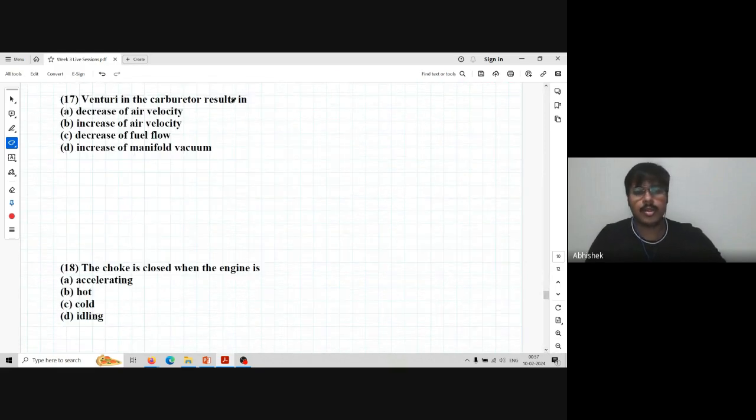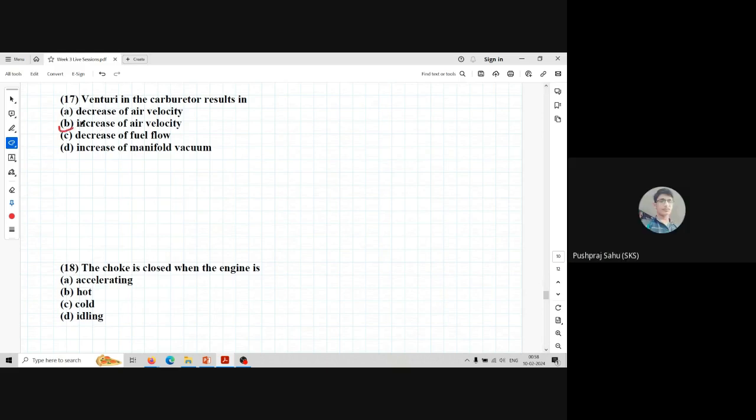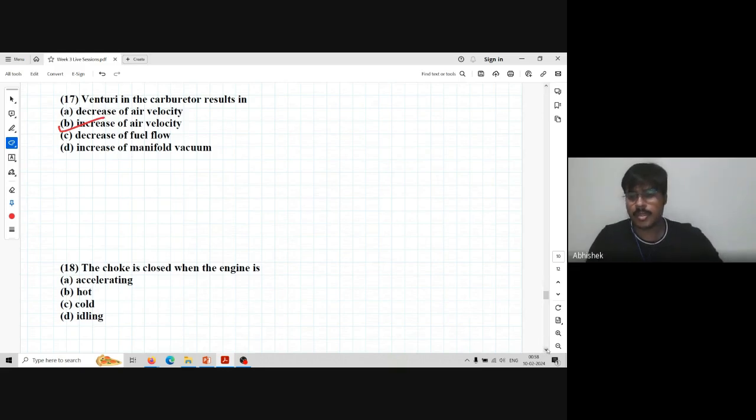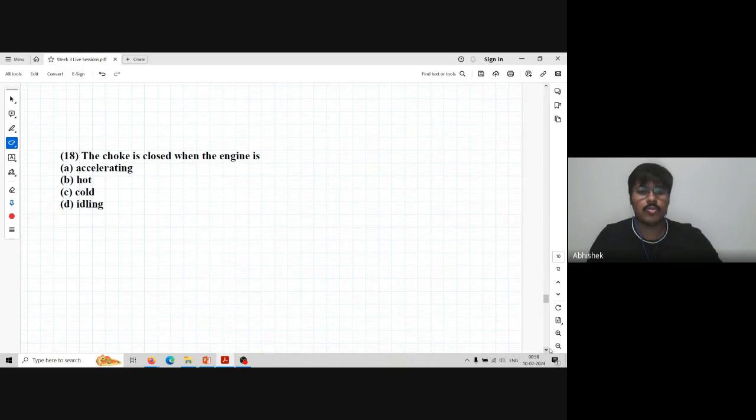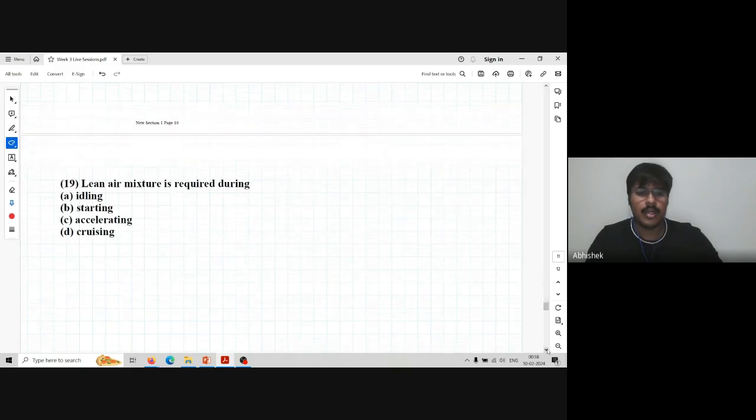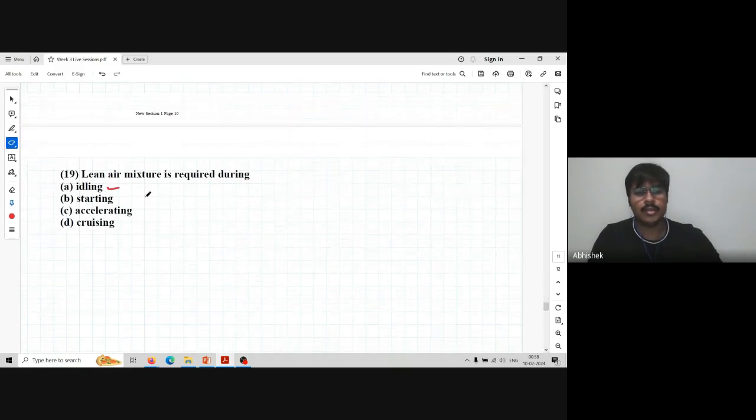Then, the venturi in the carburetor results in a decrease or increase in air velocity? Very simple question. Why is there a venturi in a carburetor? Increase of air velocity, correct. Increase of air velocity, decrease in pressure, then there will be a pressure difference. The choke is closed when the engine is cold. Correct.